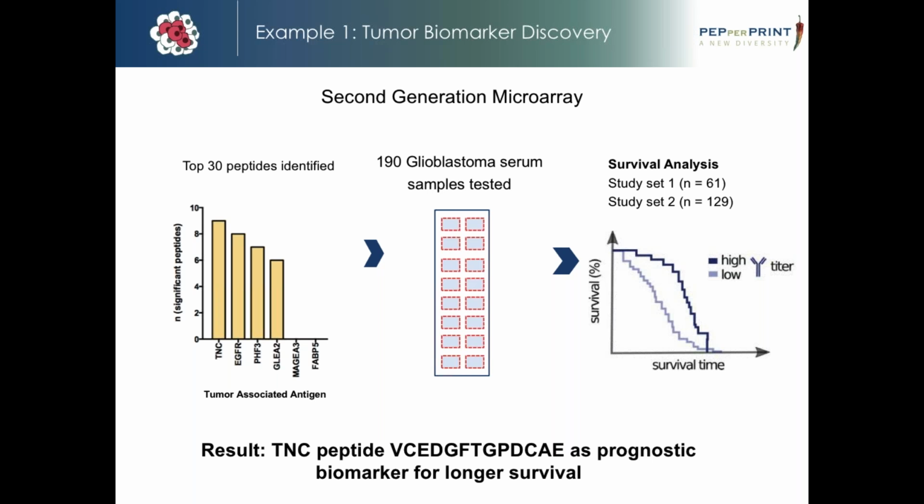Basically, we were able to correlate that a higher antibody titer against this TNC peptide correlated with longer survival of more than 36 months, compared to a short-term survival of glioblastoma of 6 to 10 months. So in this study, we could demonstrate that the flexibility of the PEPperChip platforms allows for an iterative identification and validation of a prognostic tumor marker.